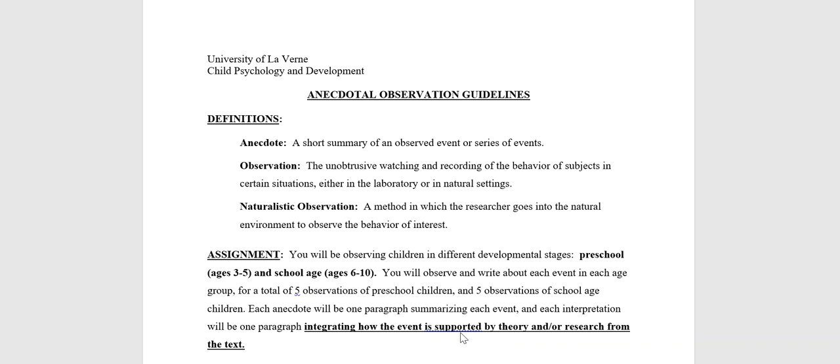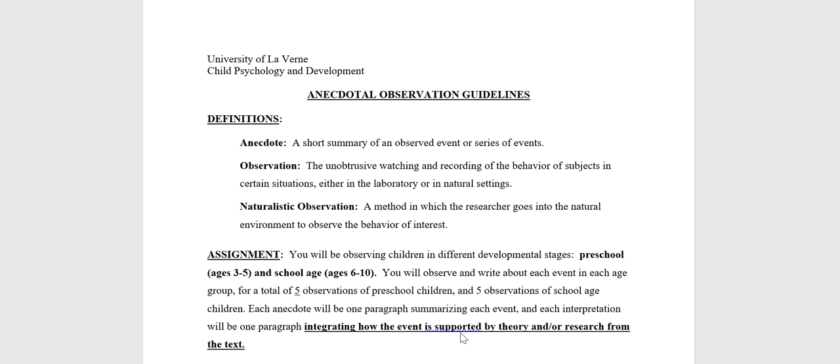It could be done in a laboratory setting or in a natural setting. For this assignment, you'll want to look in a natural setting. So, what is that naturalistic observation? Again, you go into any kind of natural environment where people are interacting and you can observe that behavior. You'll be observing children in different stages, one in preschool and one in school age.